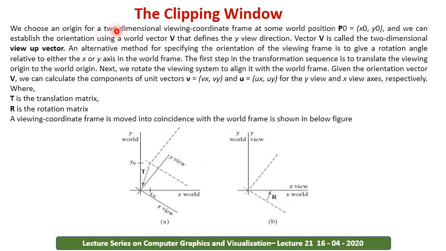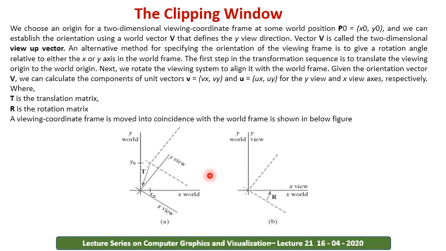So we choose our origin for a two-dimensional viewing coordinate frame at some position x0, y0. Here we can consider this as our starting point P0, which has x0, y0, chosen from the world coordinates. So that we can establish the orientation using a world vector V that is going to define the y view direction, that is, in which direction it is going to be viewed. The vector V is called the two-dimensional view up vector.